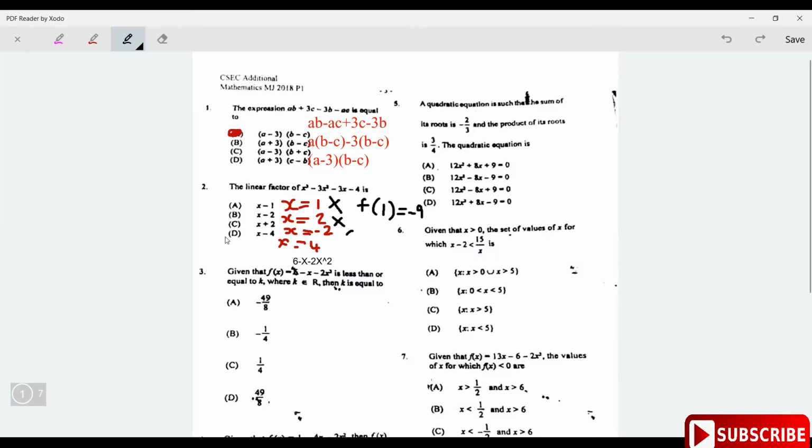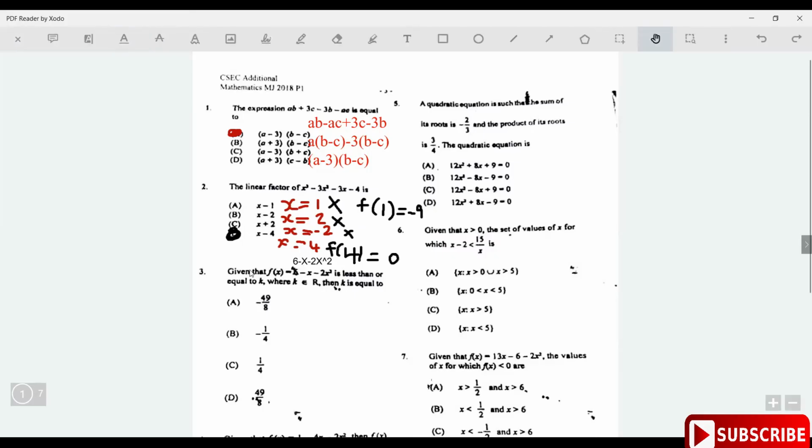And so the only option is option D. So you can check it to see, it's going to be 4 cubed minus 3 times 4 squared minus 3 times 4 minus 4, which is 0. This one works, because f of 4 is equal to 0. Nice and easy, sweet. Moving right along.